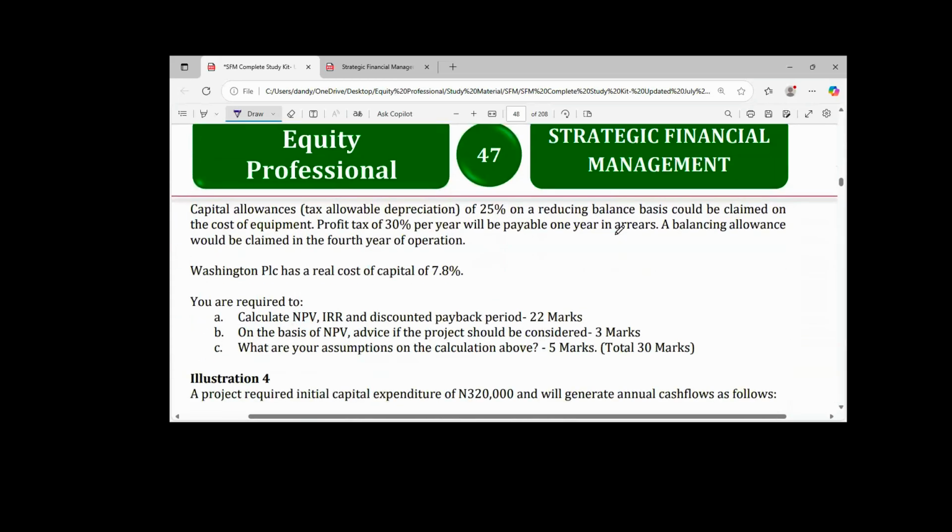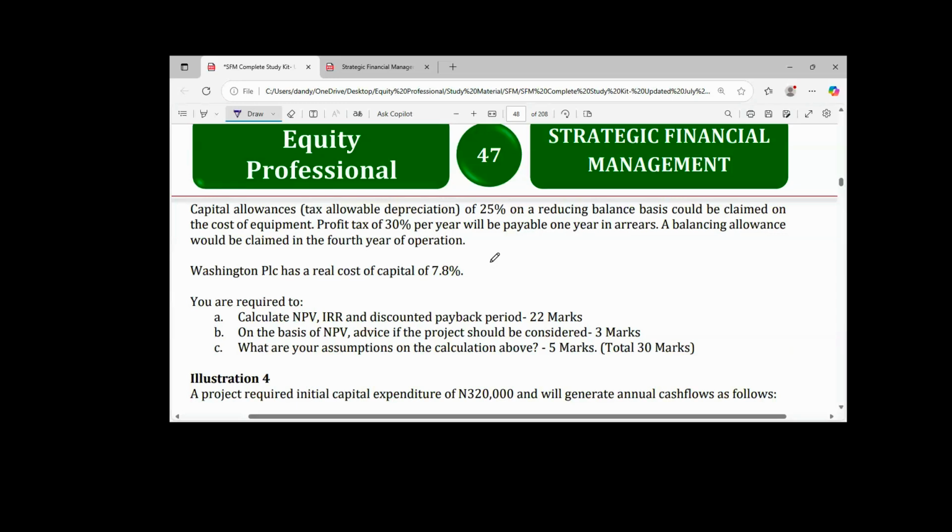Capital allowances (tax allowable depreciation) of 25% on a reducing balance basis could be claimed on the cost of equipment. Profit tax of 30% per year will be payable 1 year in arrears. A balancing allowance will be claimed in the 4th year of operation. Washington PLC has a real cost of capital of 7.8%.